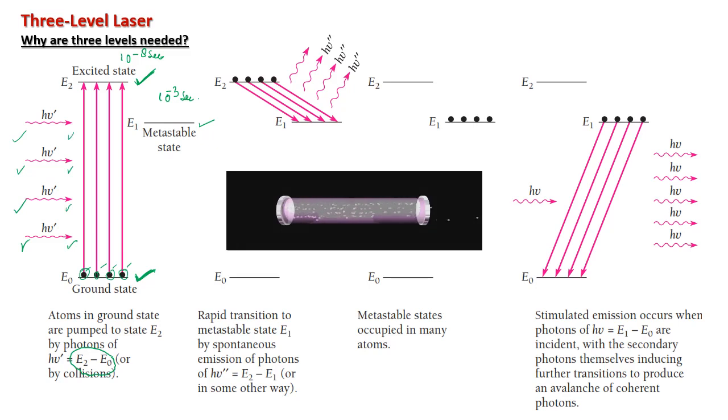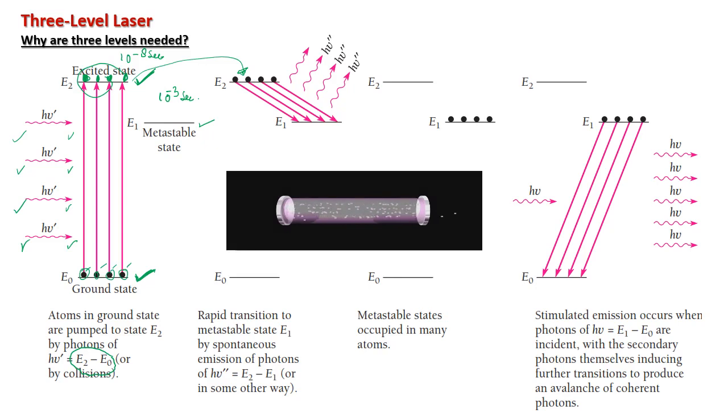They move to the excited state here. This is the first process. By absorbing energy, the atoms in the ground state move to the excited state. This is known as stimulated absorption.